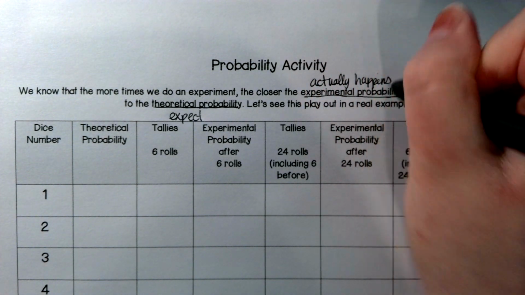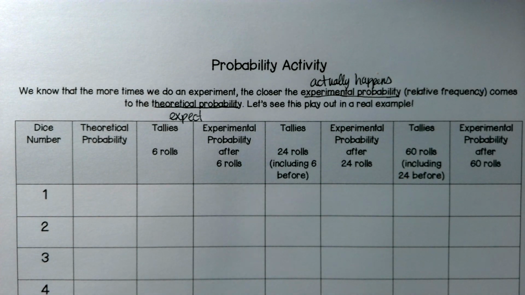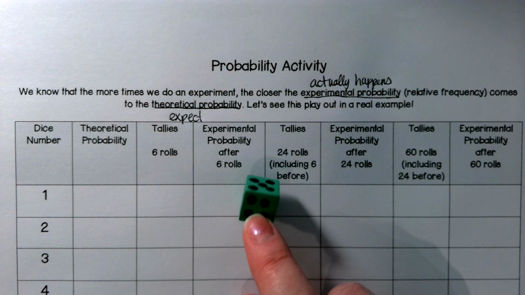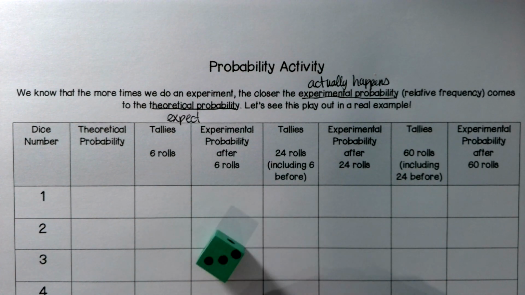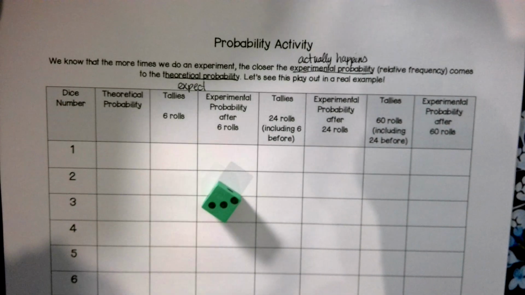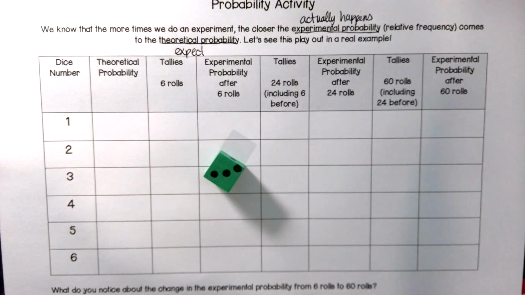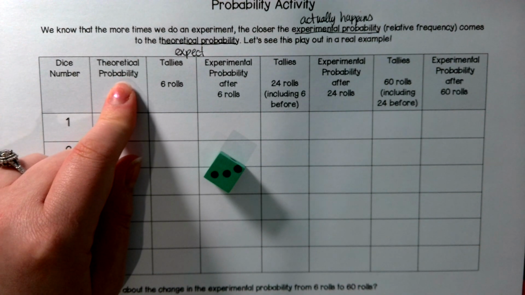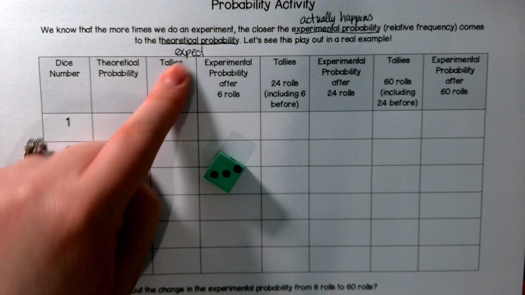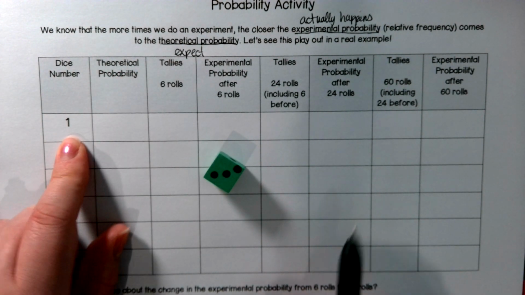We have to collect data. Something has to be done for an experimental probability. So we're going to see this play out in a real example. I have a cute little dice that I had made. It's lovely.